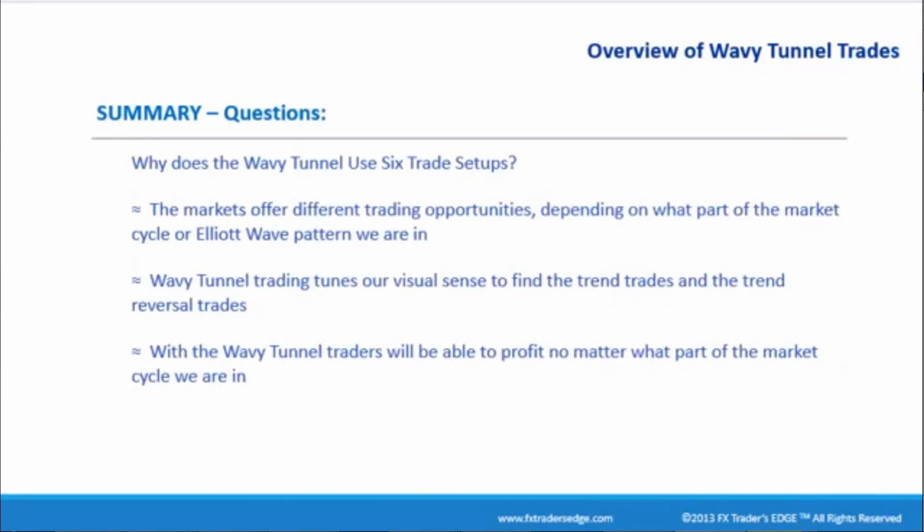In summary, why does the wavy tunnel use 6 trades? Well, the market offers different trading opportunities depending on what part of the market cycle or Elliott wave pattern we are in. The wavy tunnel trading tunes our visual sense to find the trend trades and the trend reversal trades. And finally, with the wavy tunnel, traders will be able to profit no matter what part of the market cycle we are in.